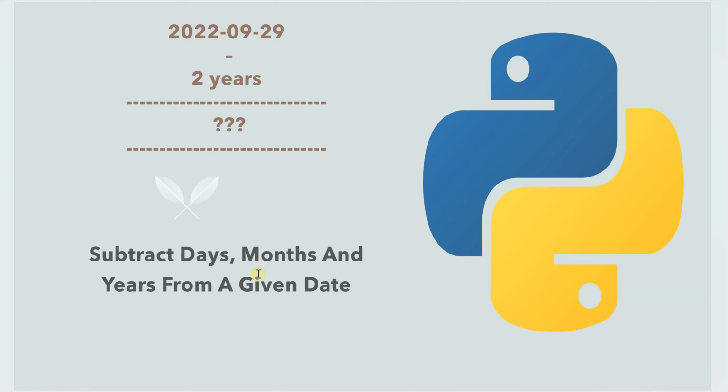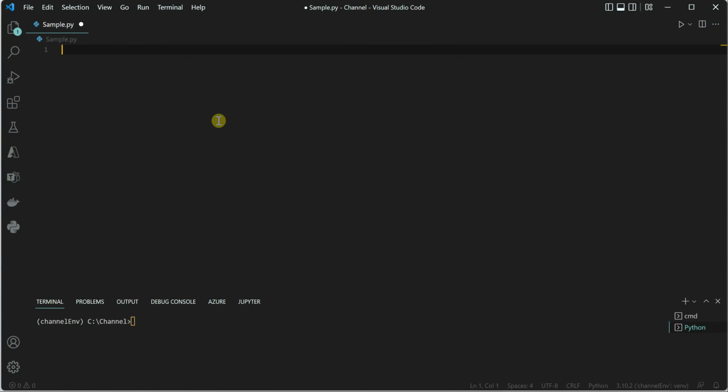Hello everyone. In this video I will show you how you can subtract days, months and years from any given date. So let's jump on to VS Code, and we are doing this using date. Let's go ahead and import that first.